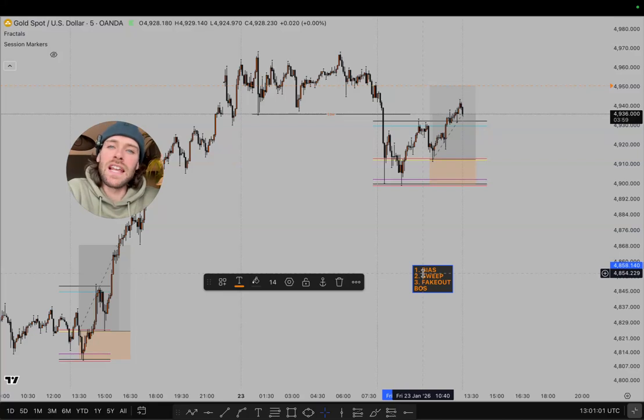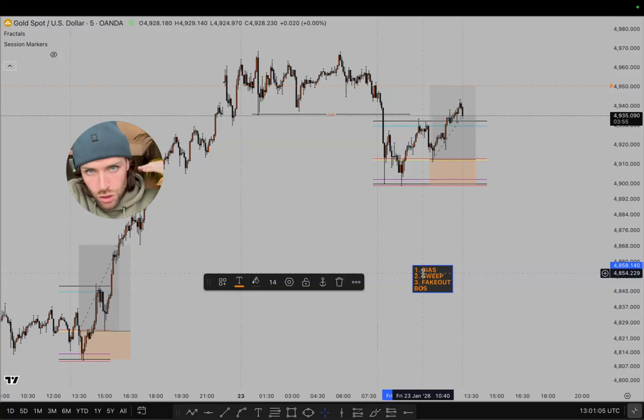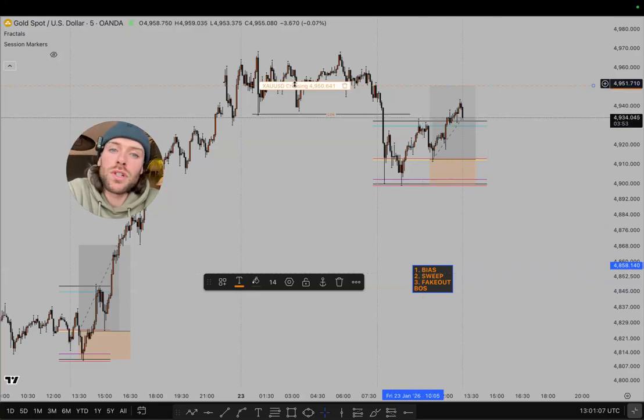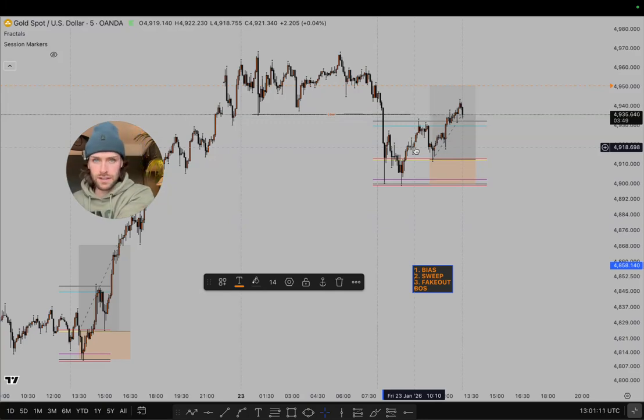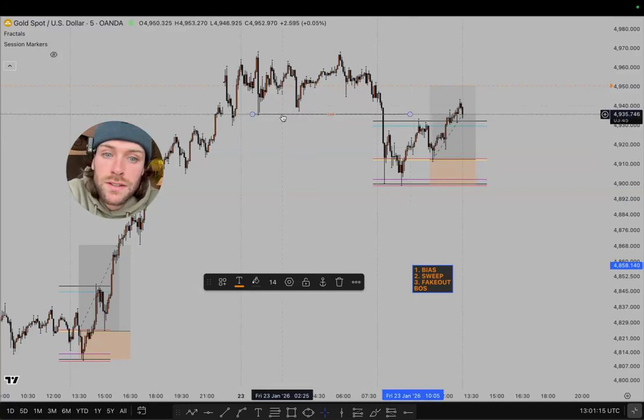We have our bias. Now we're looking for the sweep. So because our bias is bullish, we're only looking for sweeps of the lows. So what we do, and when we're looking at sweeps, we're only focused on the previous session. So because our bias is bullish, previous session low. So this is the only area that we care about.